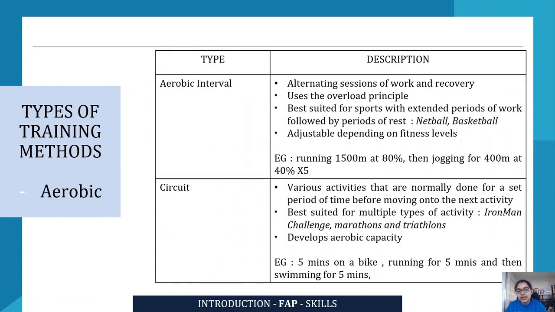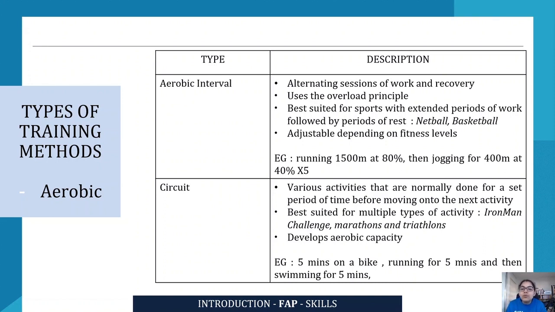Now the second type of training that we're looking at are aerobic methods. So aerobic interval is when you've got sessions that alternate between work and recovery. There is the principle of overload. So every time we want to overload and we want to be better, and push past that threshold as well. It is best suited for sports that have extended periods of work following periods of rest, like netball and basketball. The levels of training here are adjustable, and again, that also depends on your own fitness levels.